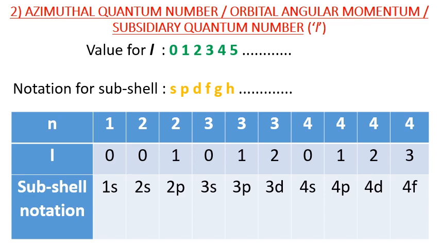If n value is 4 and l value is 0, the subshell notation is 4s. If n value is 4 and l value is 1, then the subshell notation is 4p. If n value is 4, l value is 2, then the subshell notation is 4d. If n value is 4 and l value is 3, then the subshell notation is 4f.